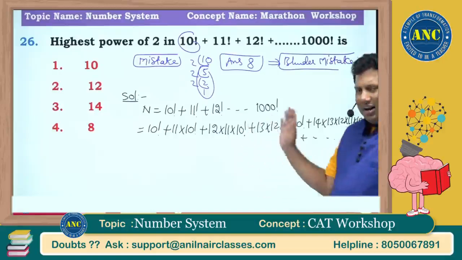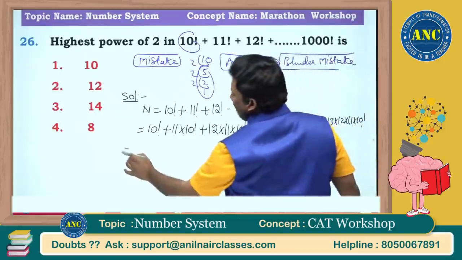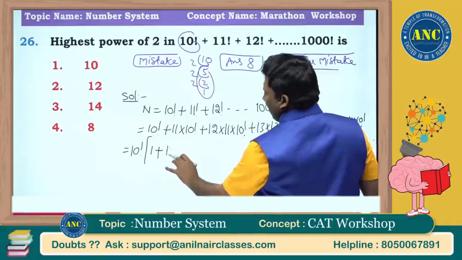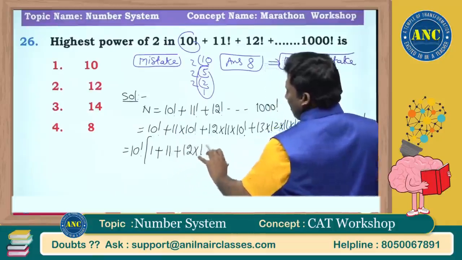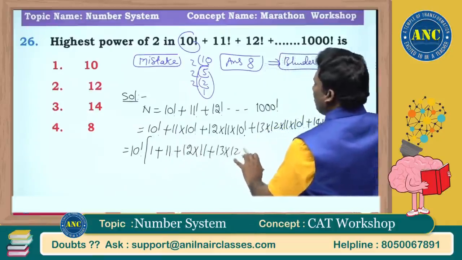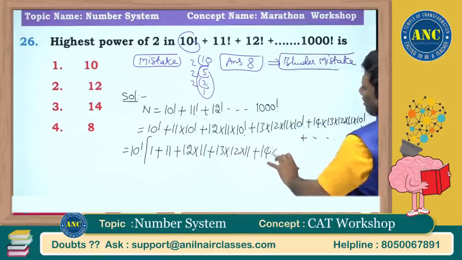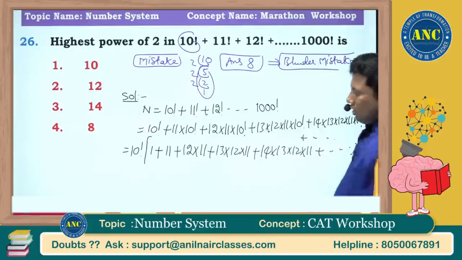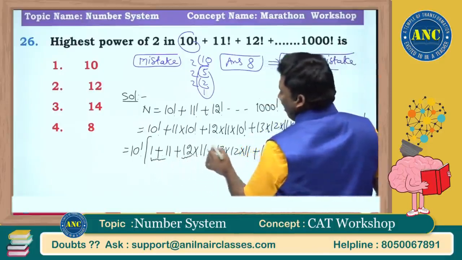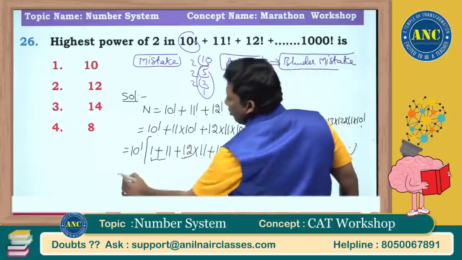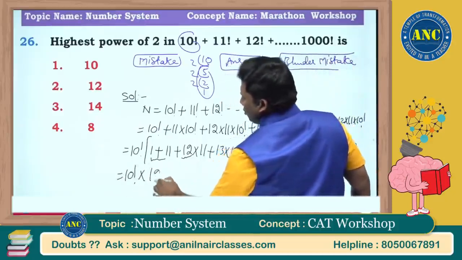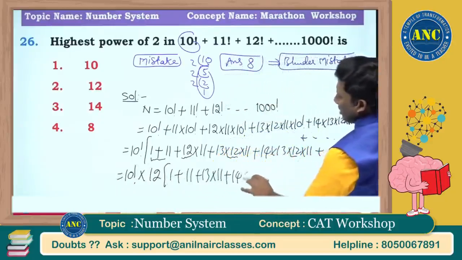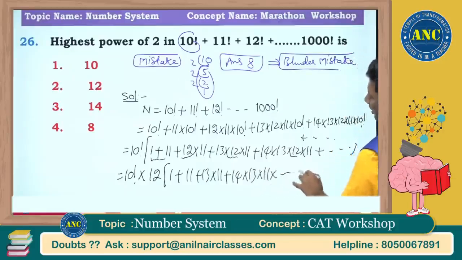Is this clear? Why are we expanding it? You will come to know. Let me take 10 factorial common: 1 plus 11 plus 12 into 11, 13 into 12 into 11, 14 into 13 into 12 into 11 and so on. Are you all with me? So again, 1 plus 11 is 12. Here 12, here 12, here 12. So if I take 12 common, 10 factorial into 12 into (1 plus 11 plus 13 into 11), remaining it is 14 into 13 into 11 and so on.